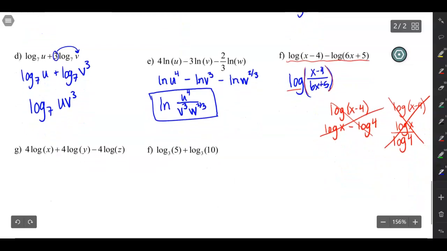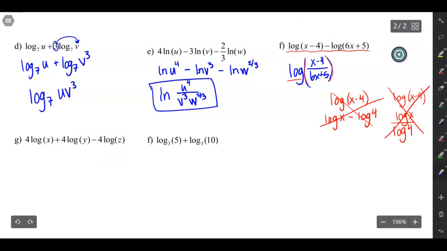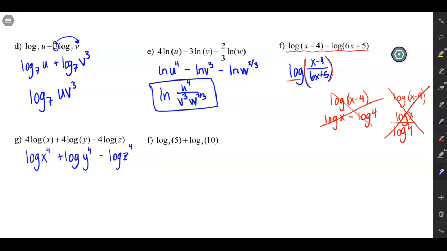All right, let's do these last couple then. So here I have a bunch of logs being added and subtracted together. I'm going to start by getting rid of all the constants in front, which is going to give me a lot of exponents. And then I'm going to start combining things using the product and quotient rule.